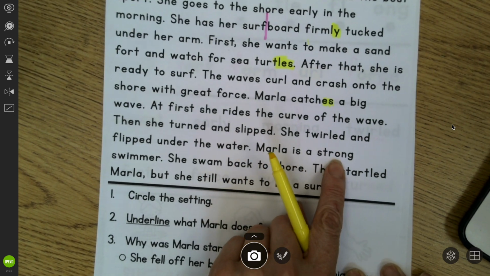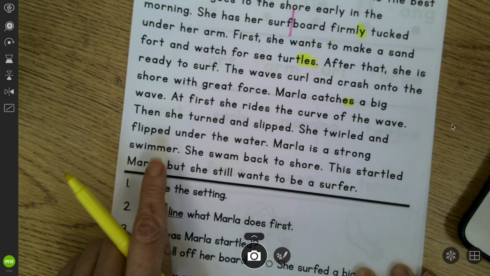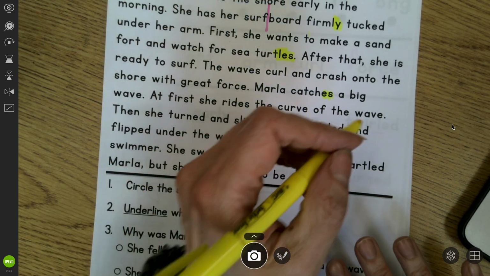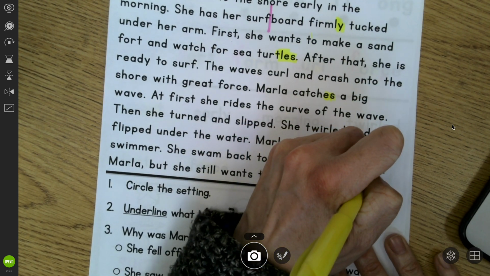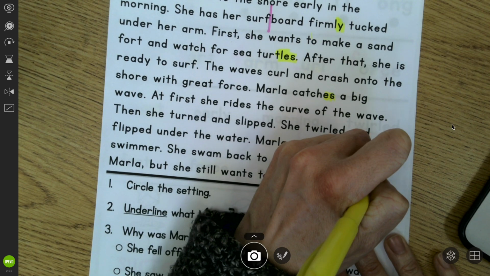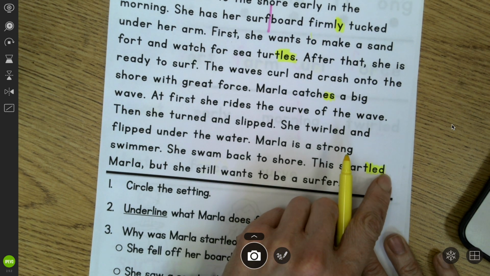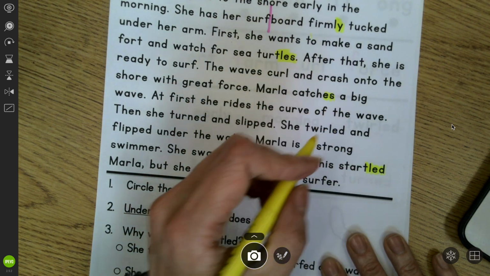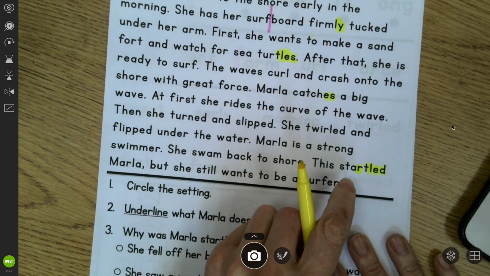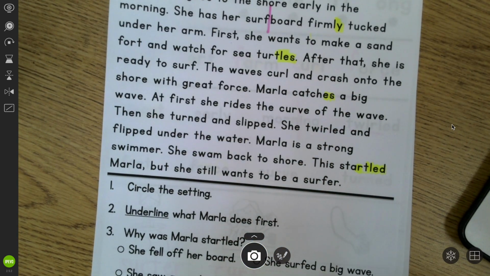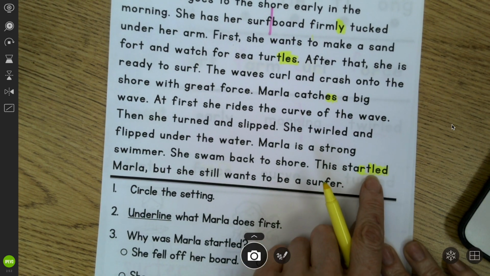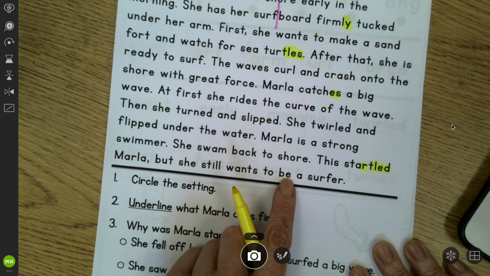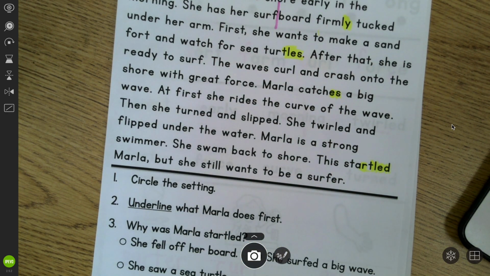Marla is a strong swimmer. She swam back to shore. This is another with the TLE, this time it has a D at the end, so told. Star, A-R-R, startled. So it kind of scared her, it startled her. This startled Marla, but she still wants to be a surfer.